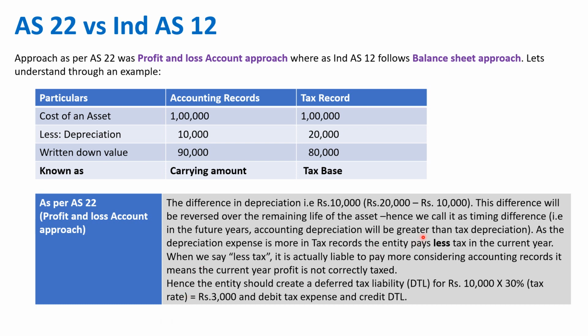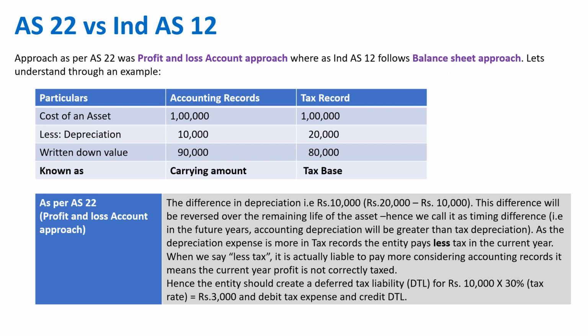Hence we call it timing difference, and in future years accounting depreciation will be greater than tax depreciation, because after 5 years there will be no value under tax records because the rate of depreciation is higher. As the depreciation expense is more in tax records, the entity pays less tax in the current year. Correct? When we say less tax, it is actually liable to pay more considering accounting records. It means the current year profit is not correctly taxed.